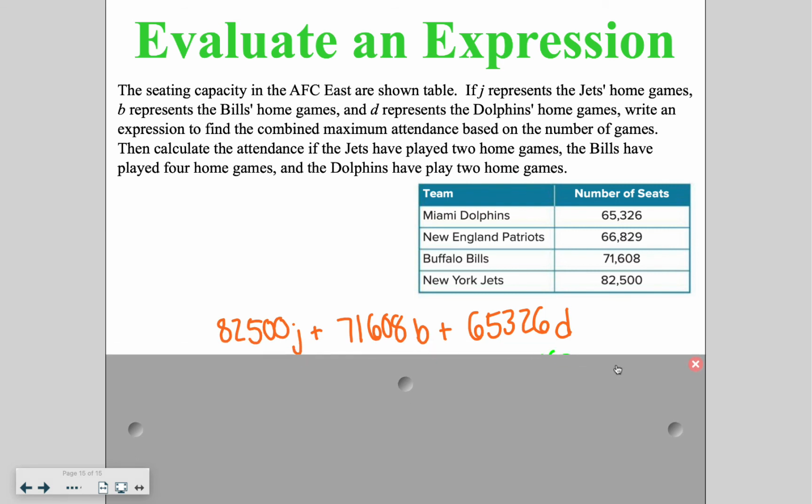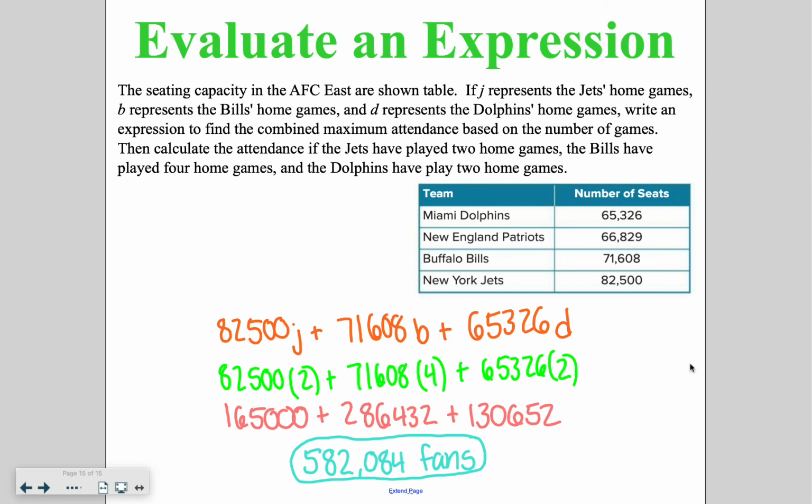Now that we have our expression, I want you to go ahead and calculate the value that it asks for. Plug in your values, solve the multiplication and then the addition, and don't forget to put the label. As it is a word problem, you need a label on your final answer.